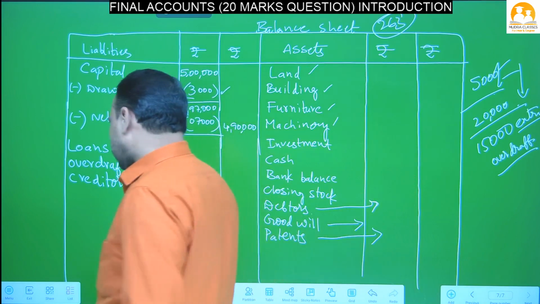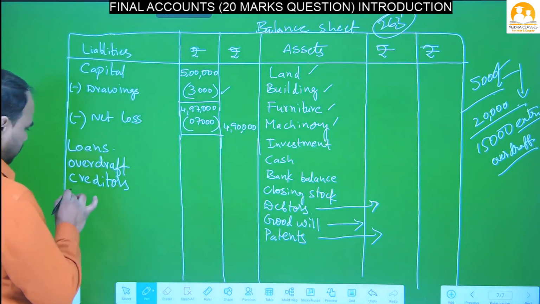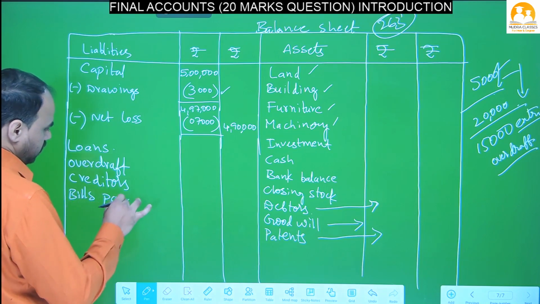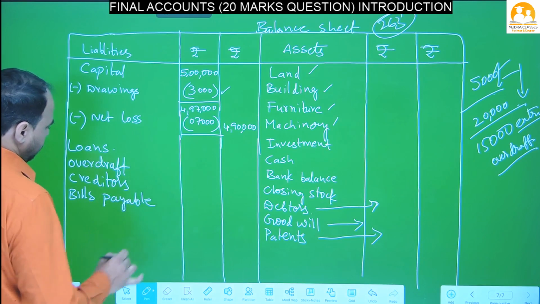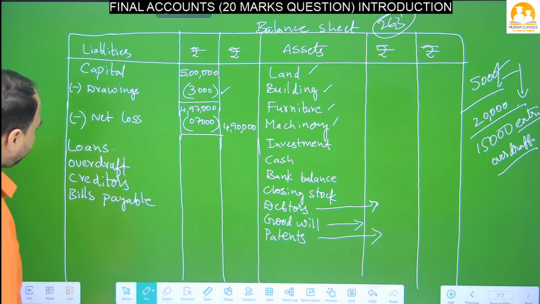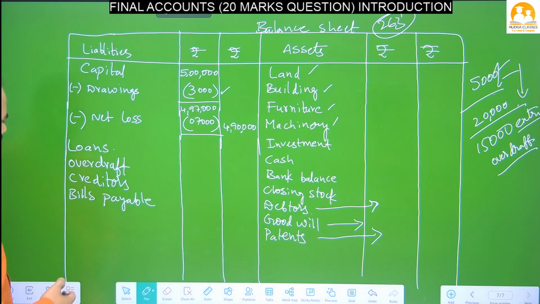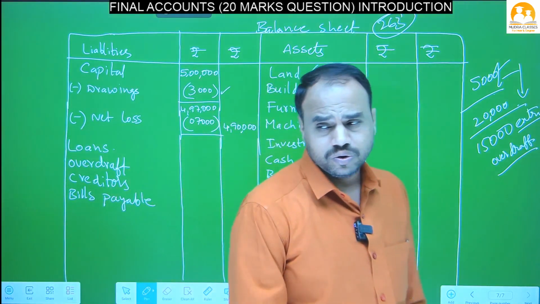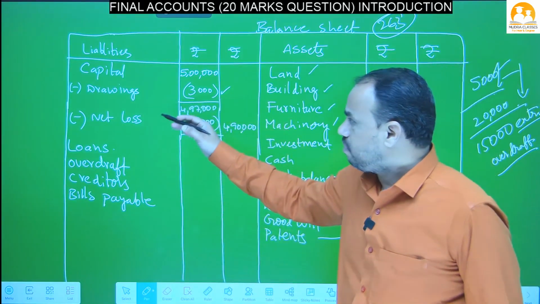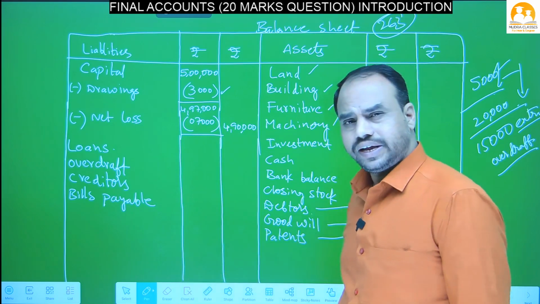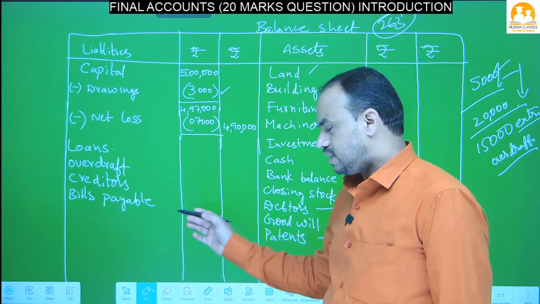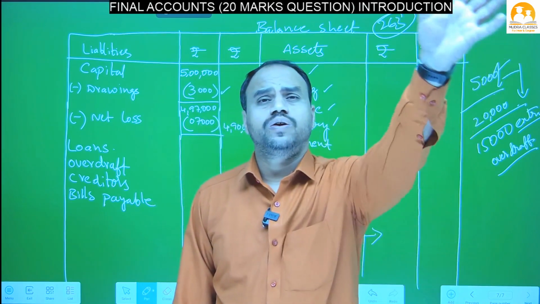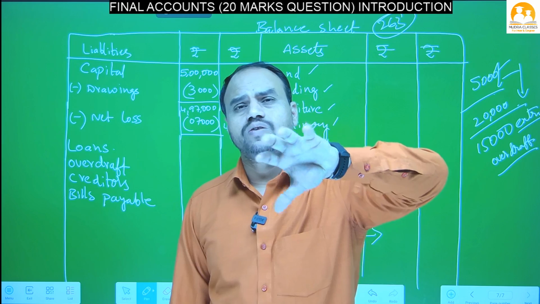Okay, still some items will come: bills payable, and items like these, nana. Bills payable, bank loans, and so on. So these are the items generally coming in the balance sheet on the asset side and the liability side. You have to learn this format.